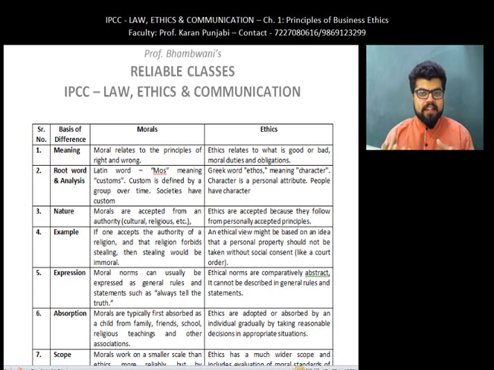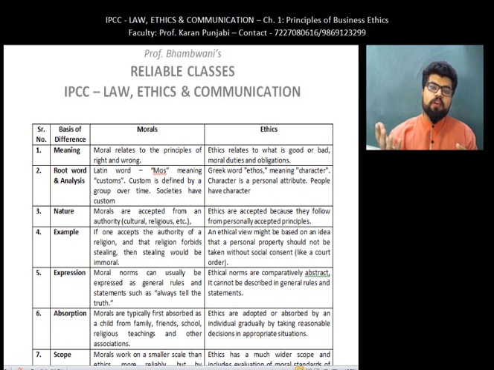When we look at the word ethics, it is derived from the Greek word ethos. The meaning of the word ethos is character. When we talk about character, we understand that it is something related to ourselves, that is, an individual. So that is why we can say that ethics is something related to an individual. That is something which comes from within.